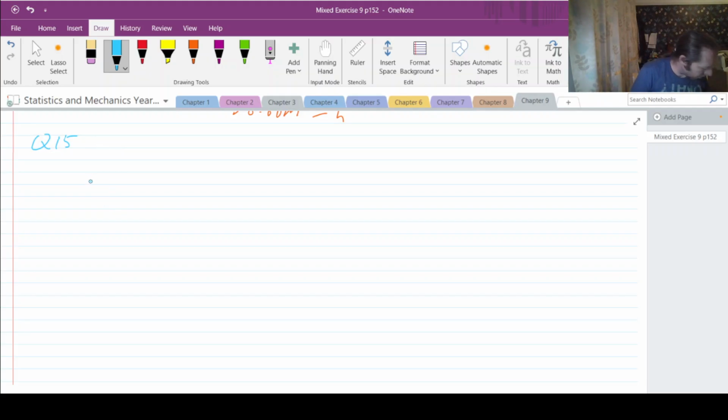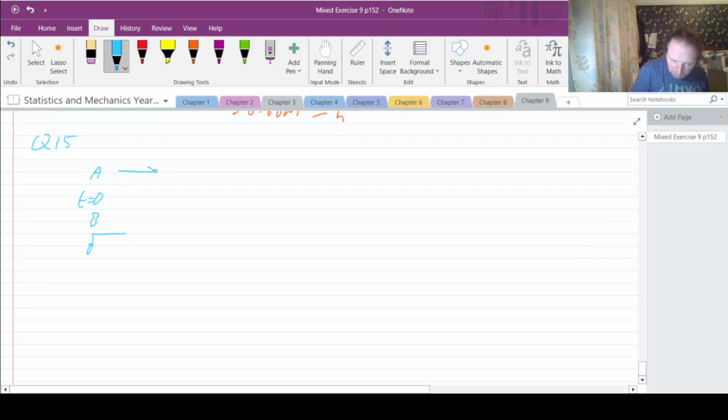Alright, car A and B, t equals 0. Side by side, passing a point O on the road. Car A travels at a constant speed of 30 meters a second. Alright, so you are doing 30 meters a second. Car B passes O with a speed of 20 meters a second.